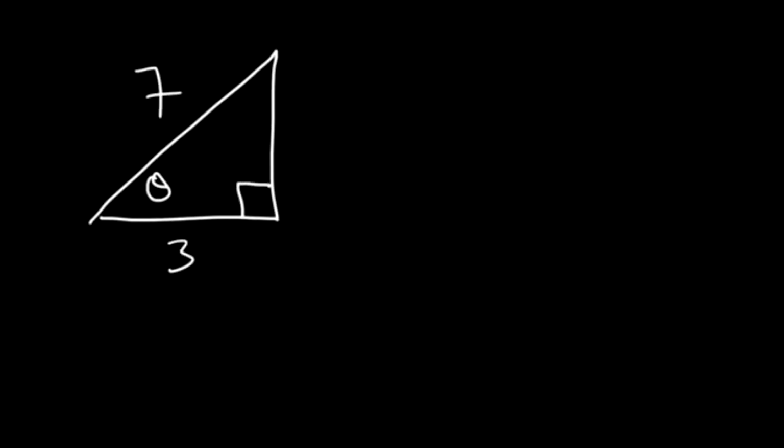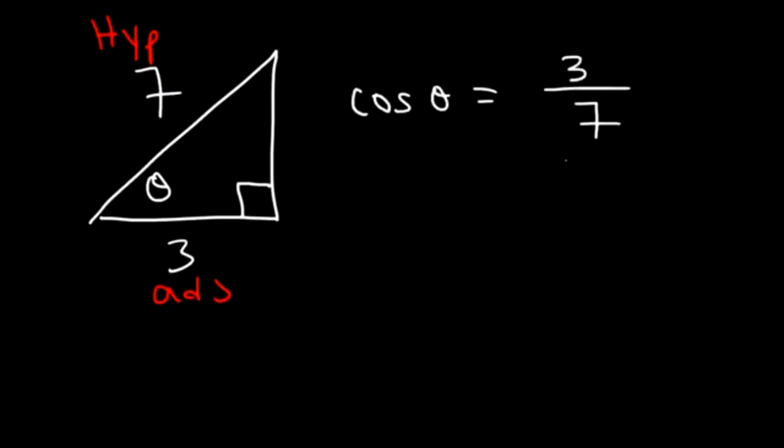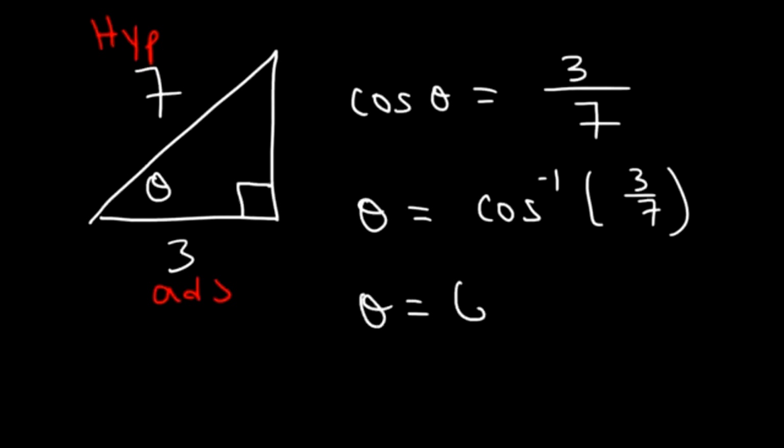Feel free to pause the video and find a missing angle. So in this case, we have the adjacent side and we have the hypotenuse. So therefore, this is associated with cosine. Cosine theta is equal to the adjacent side divided by the hypotenuse. So if cosine theta is equal to 3 divided by 7, theta is going to be arc cosine 3 over 7. And once again, you have to use a calculator to figure this out, because without a calculator, I don't even know what this answer is. And this is going to be 64.62 degrees.